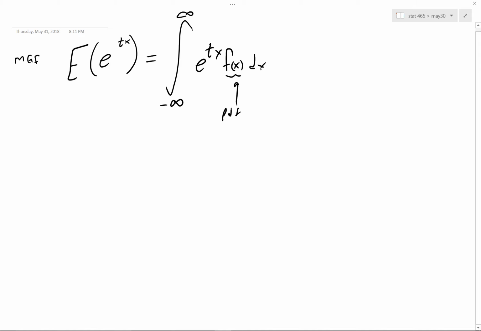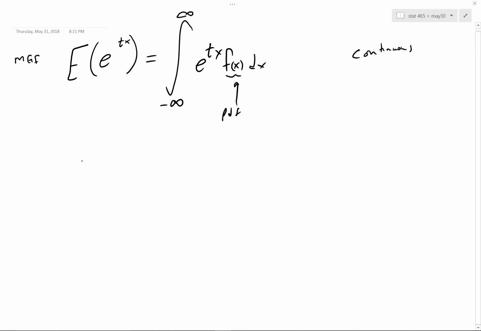Now, we'll talk more about what happens if x is discrete. We'll do that in a few minutes. But let's do this one first. And so what's going to happen with this is, if I have a discrete distribution or a continuous distribution, I need to know what my distribution happens to be.